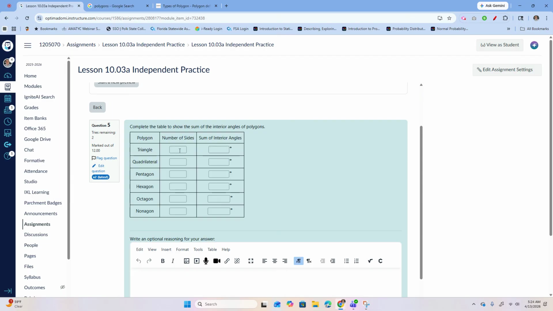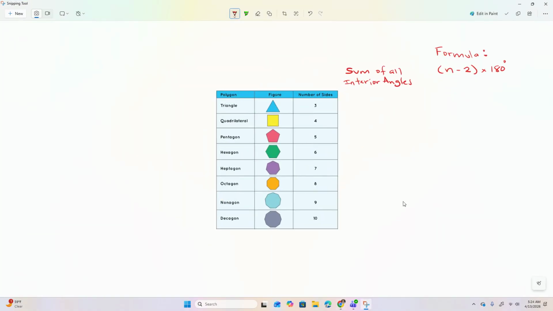And what we're going to do is find out how many degrees you get if you take all the angles inside the polygon and add them up. That's what it means, the sum of the interior angles. So you can see this is problem number 5. I'm going to start backwards here. I'm going to complete this table, which I put here so you have a visual.